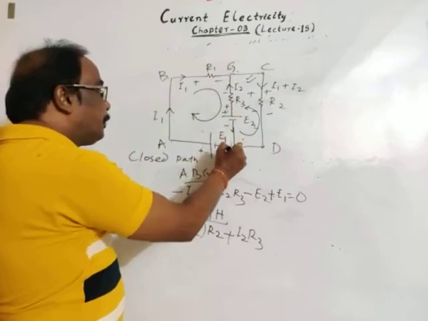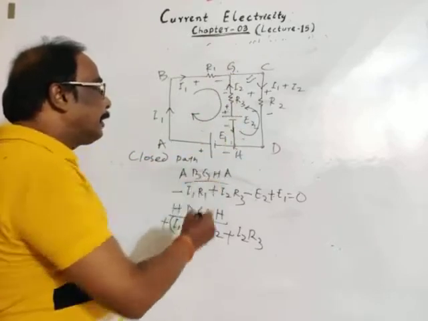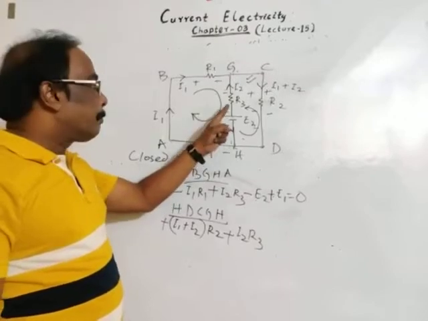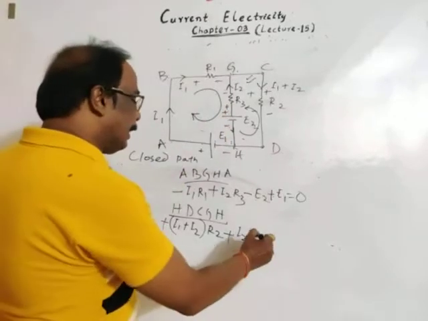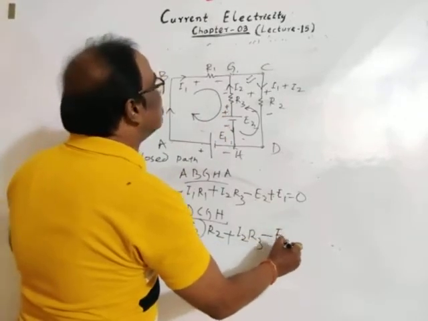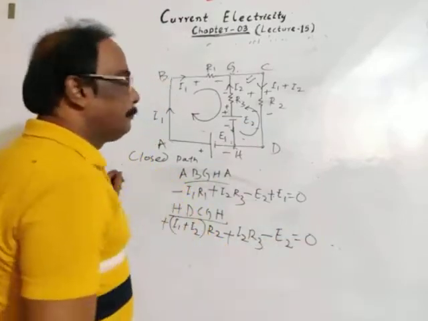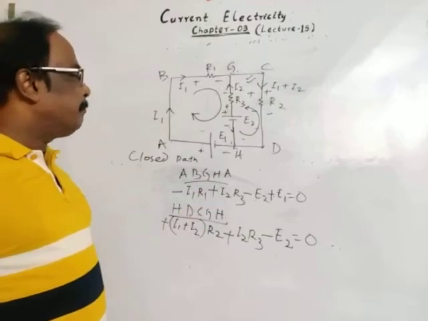If you move from G to H, then first positive, then negative. This is high potential, this is low potential per cell. From high potential to low potential, negative, minus E2. This is E2, equal to 0. Okay. So these are simple illustrations.